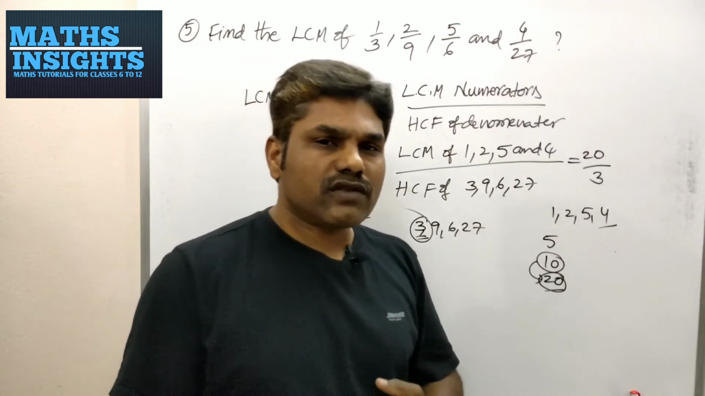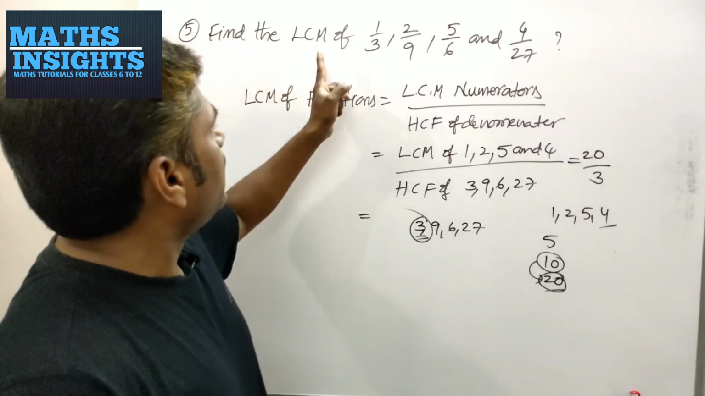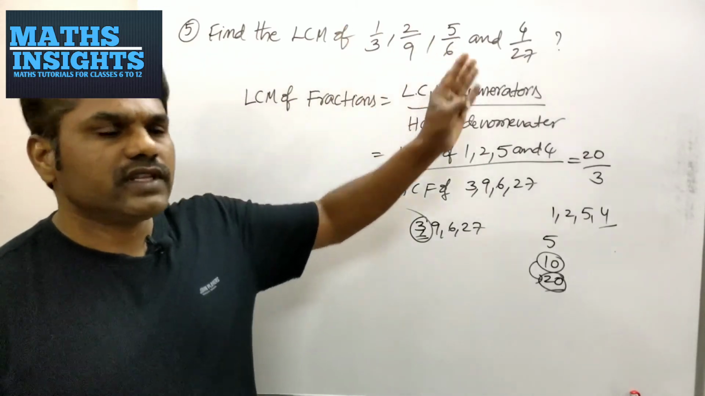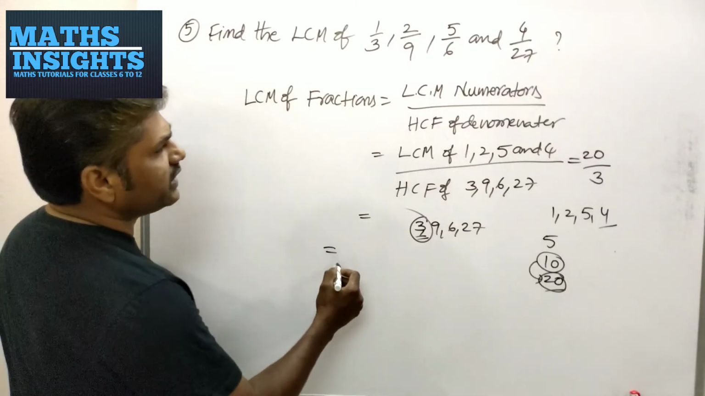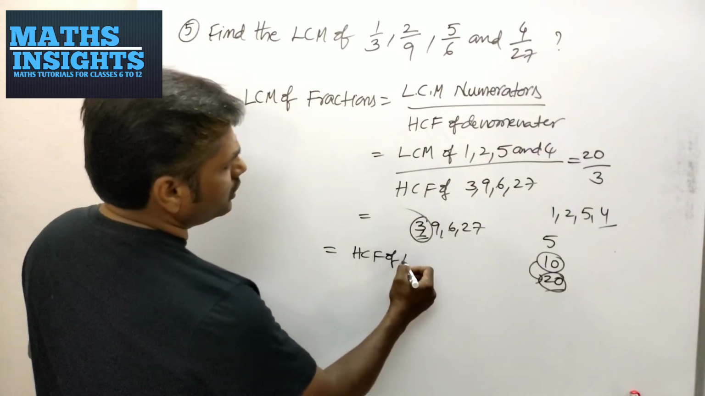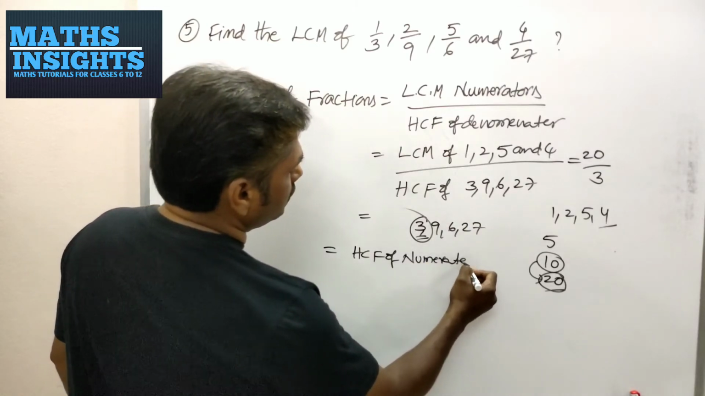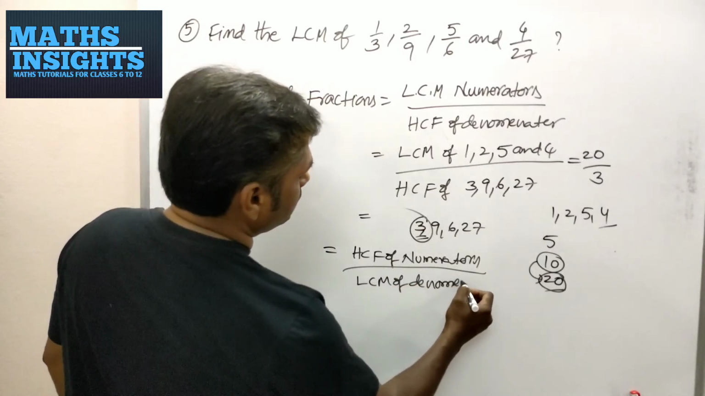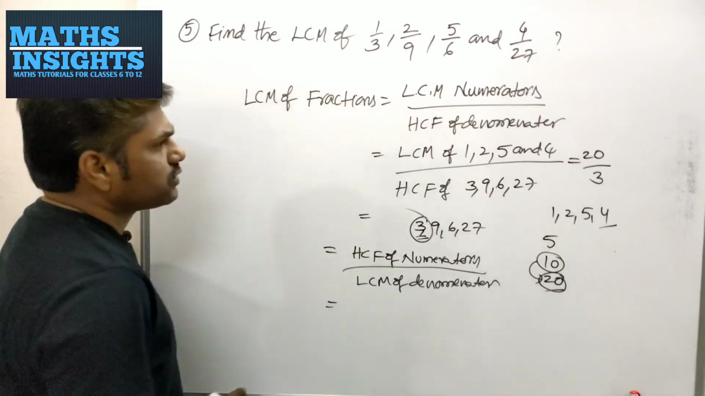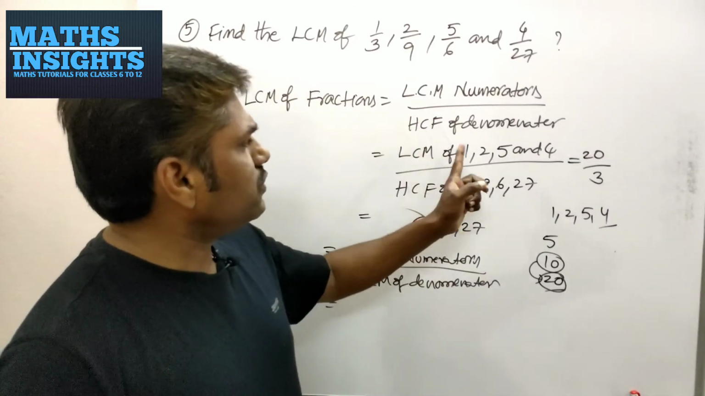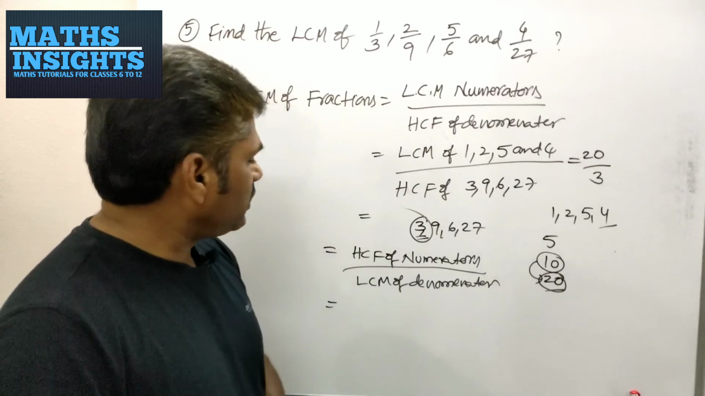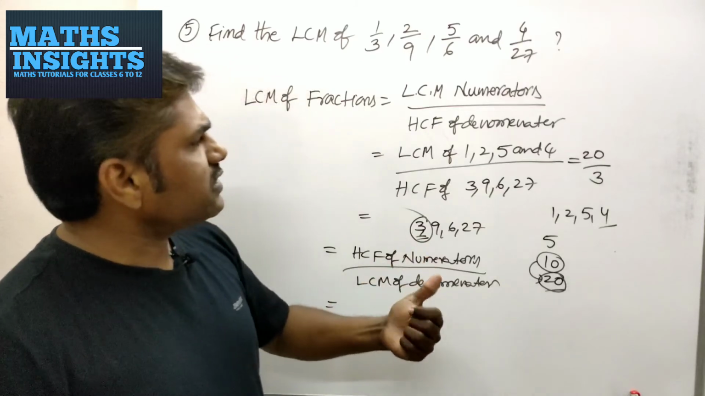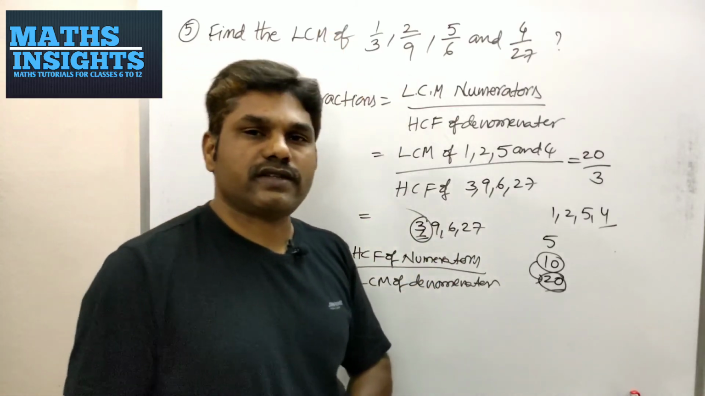In a similar way, you can solve the problems to find the HCF of the given fractions. If you want to find the HCF of these fractions, it is very easy. HCF of numerators by LCM of denominators. So if you want to find HCF of these 1, 2, 5 and 4, you may follow whatever method you like, very easy, and you may find that fraction which is the HCF of these given fractions.